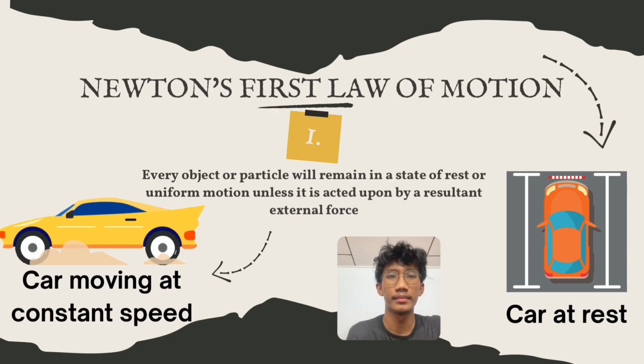For example, if you are in a car that suddenly stops, your body lurches forward. That's because your body wants to keep moving. That is inertia in action. In space, a spacecraft with no forces acting on it will keep moving in a straight line forever at the same speed. Newton's first law helps us understand why motion continues and when it changes.